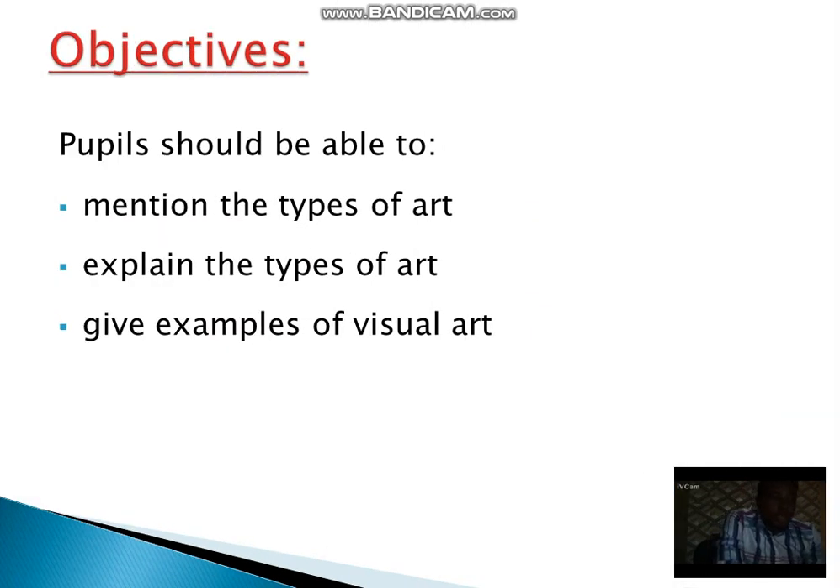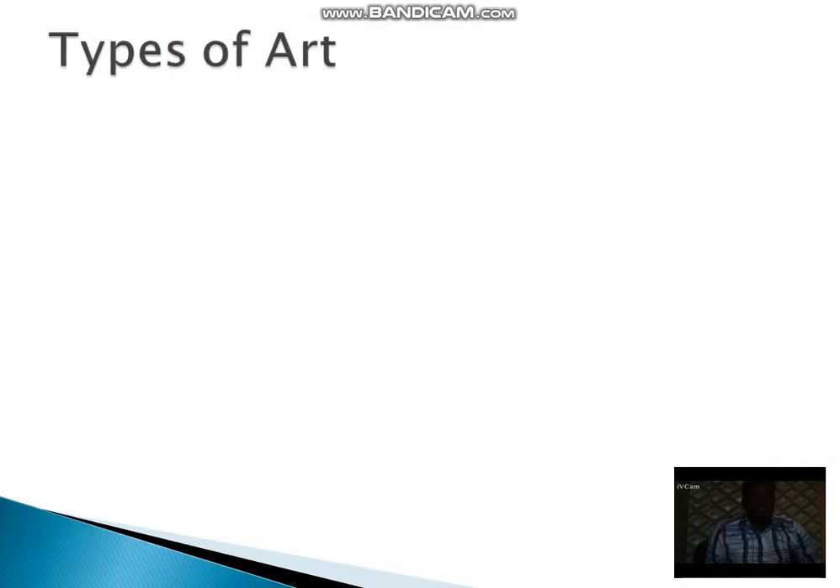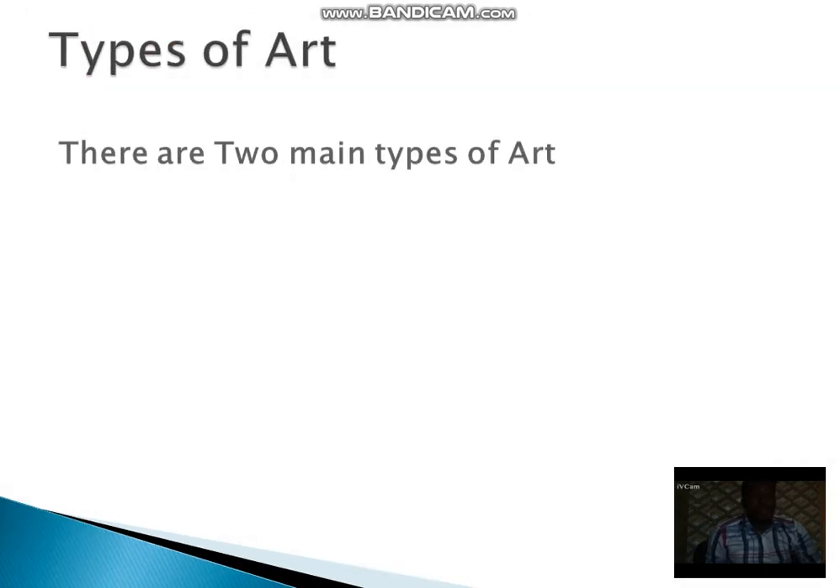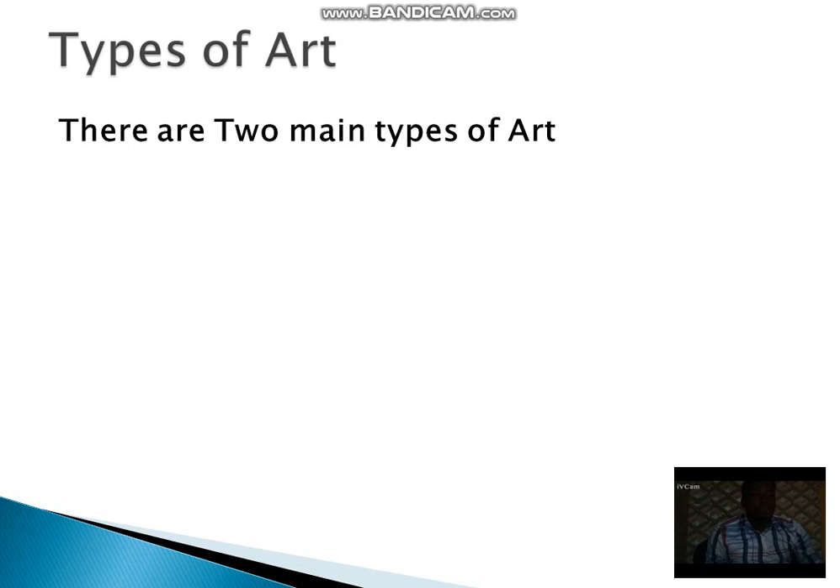Today we are going to learn the types of art. And by the end of the lesson, that means you should be able to mention the types of art, explain the types of art, as well as give examples of the types of art. Okay? So those are the objectives of today's lesson. Now, let's go to the topic itself, types of art. There are two main types of arts.